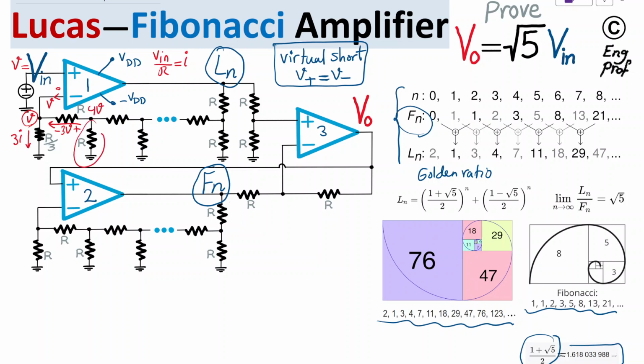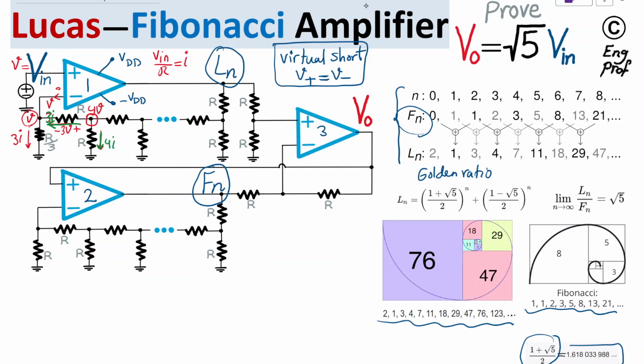Now, 4V over R will obviously give us 4I, because we said that V over R gives us I. So now 4V over R gives us 4I. We have 4I and we have 3I. So if you write a KCL at this node, the result is 3I. If I change the color so that it's observable, we can see that 3I is going through this resistor, and 4I is going through this resistor. So as a result, 7I total.